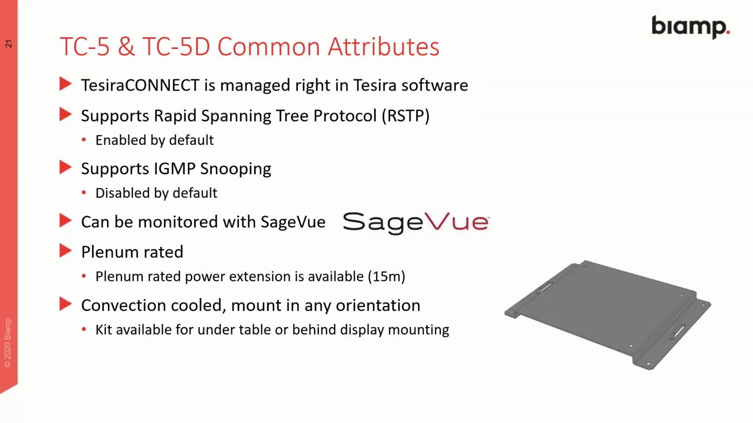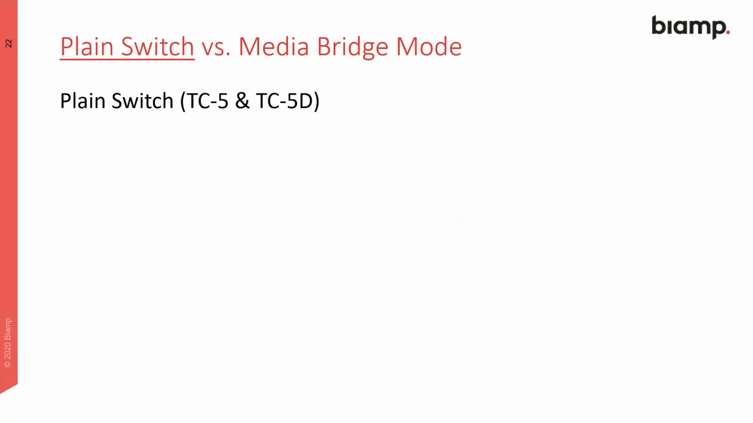Okay, so let's explore what's the difference between the plain switch and the media bridge mode. As you could understand, there are two ways to connect the TesiraCONNECT and TesiraCONNECT 5D. The first one is the plain switch. We will explore what the plain switch is. In the plain switch, only AVB data and control traffic can be configured. You cannot have Dante while you are in the plain switch.